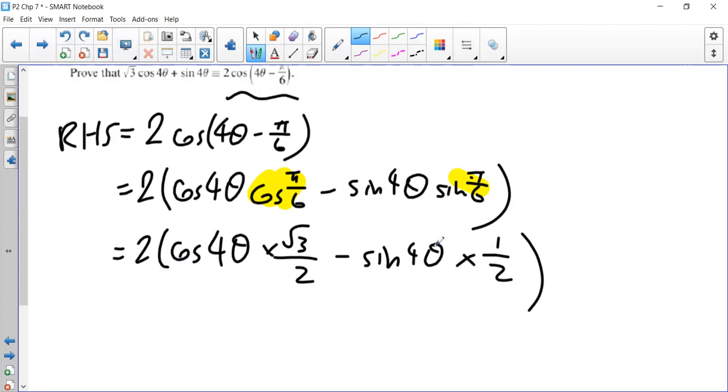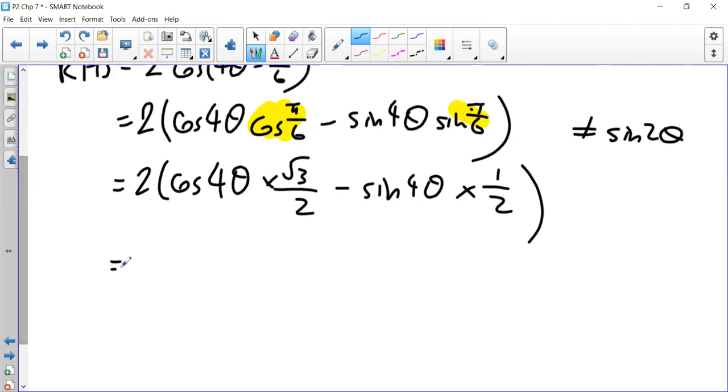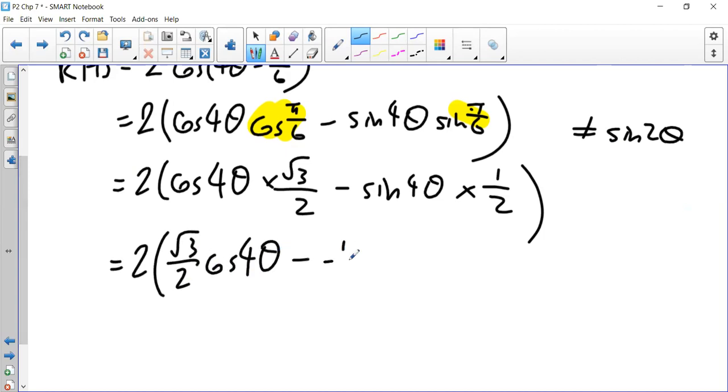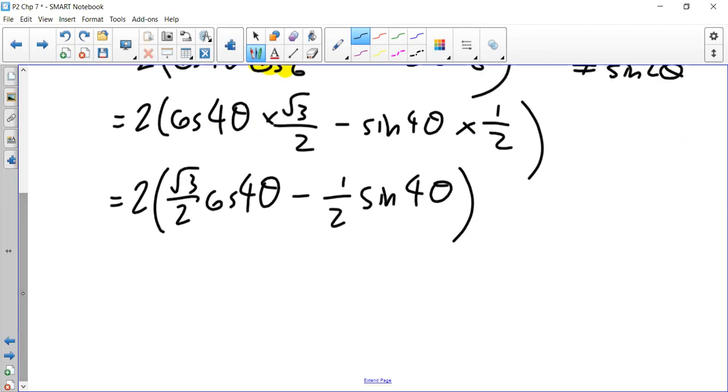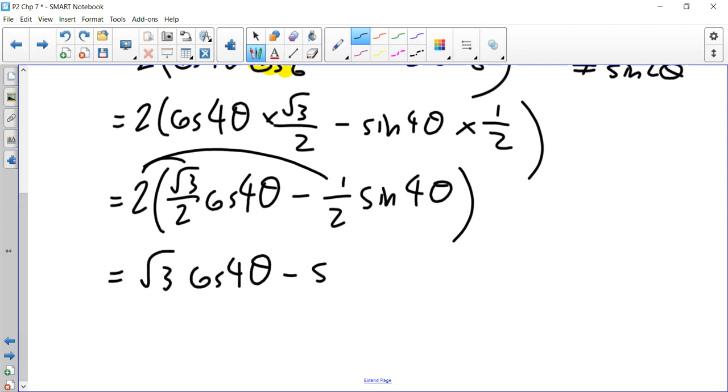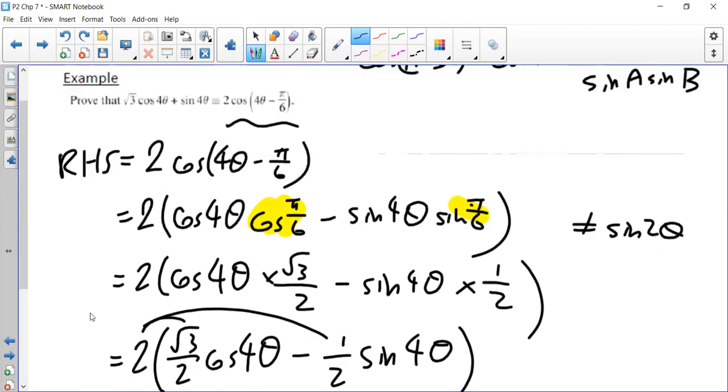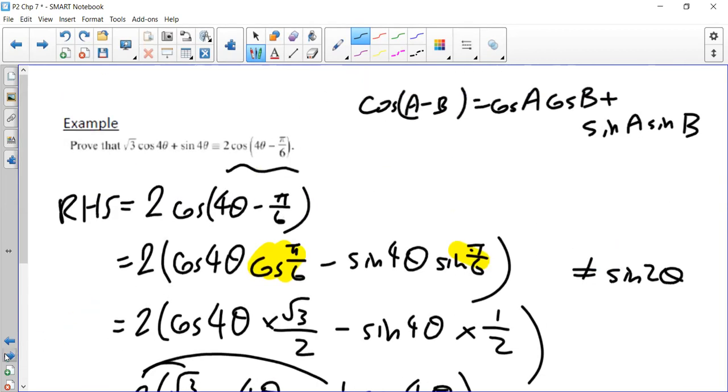Same with a half. Sine 4 theta times a half is not the same as sine 2 theta, because 4 theta times a half is 2 theta. It doesn't work like that. The half is in the front. So let me rewrite that. It'll be 2 times root 3 over 2, just to make sure you don't form this misconception. The half and root 3 over 2 are coefficients. We can then multiply 2 into it, so it'll be root 3 cos 4 theta minus sine 4 theta. And that's the same as the left-hand side. Proven. Right, and that is a relatively short lesson because it's not something you haven't done before.